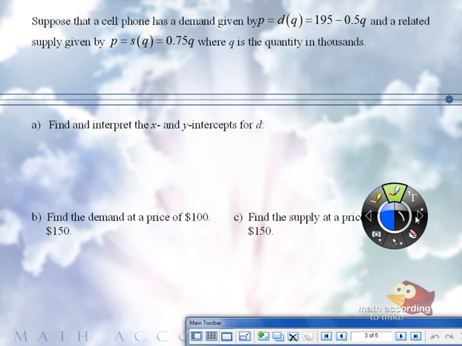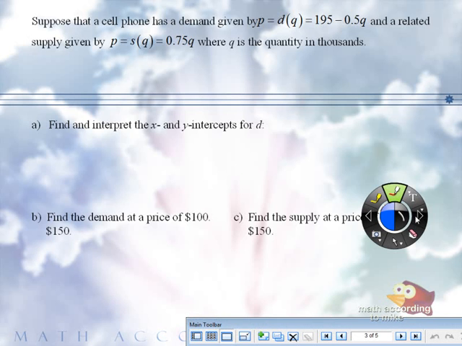Suppose that a cell phone has a demand given by P equals D of Q, equals 195 minus 0.5Q, and a related supply given by P equals S of Q, 0.75Q, where Q is the quantity of the cell phone in thousands. Part A says, find and interpret the x and y-intercepts for D.